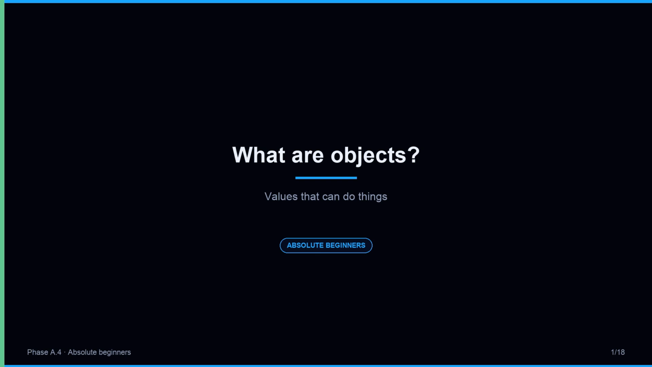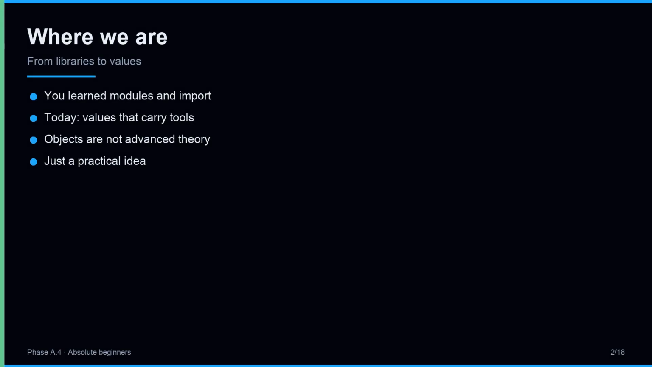An object is simply a value that carries things attached to it: data it knows, and tools it can use. We keep it gentle here, no classes, no theory, just the practical idea. By the end, the word object should feel ordinary, not scary. Not scary, just practical. You learned modules, files of code you import. Now we zoom in on the values themselves.